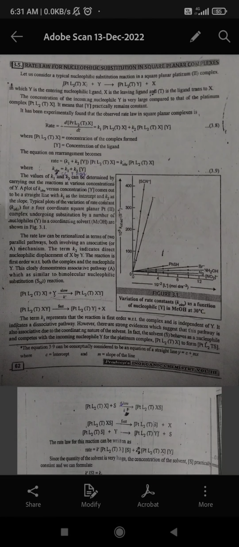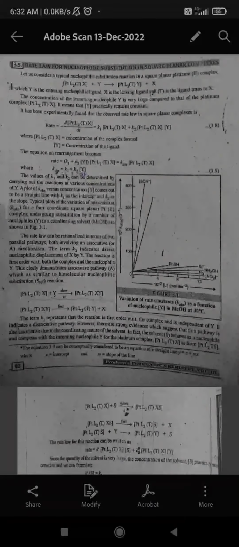Let us consider a typical nucleophilic substitution reaction in a square planar platinum(II) complex. PtL2TX plus Y forms PtL2TY plus X, in which Y is the entering nucleophilic ligand, X is the leaving ligand, and T is the ligand trans to X. The concentration of the incoming nucleophile Y is very large compared to the platinum complex PtL2TX. It means that Y practically remains constant.